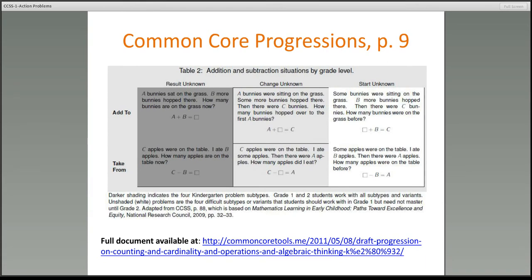Notice that the start unknown, the final column, is actually unshaded or white. This is in the key an indicator that first grade children are expected to work these problems. Even though they're hard, they're still expected to have experience working these problems. But the Common Core authors recognize that mastery of these problems is likely to occur in second grade. That some students will be able to manage that in first, some will still be working on that, and the goal for them will be to have it mastered in second.